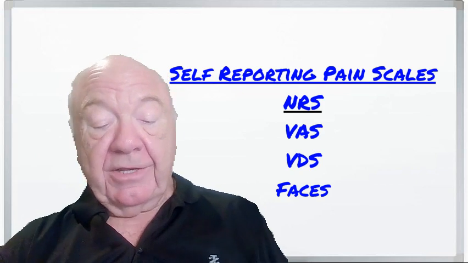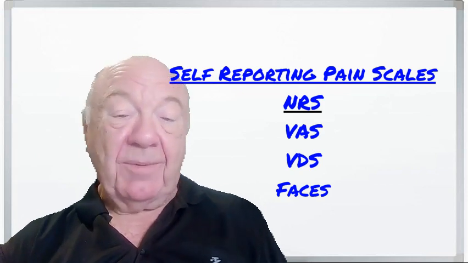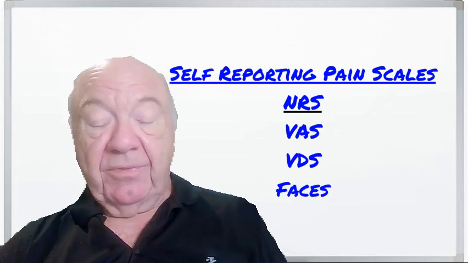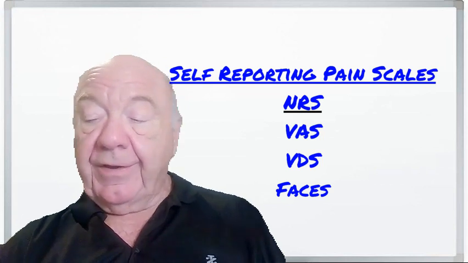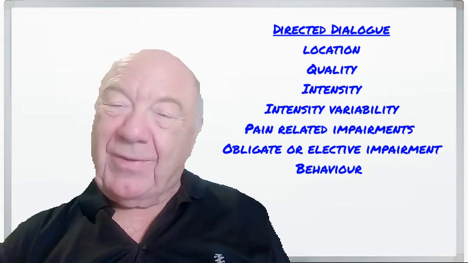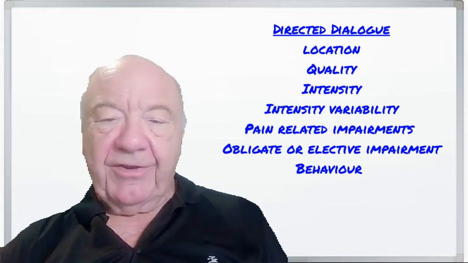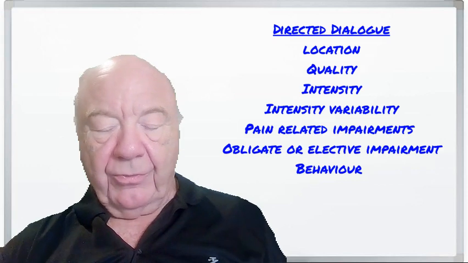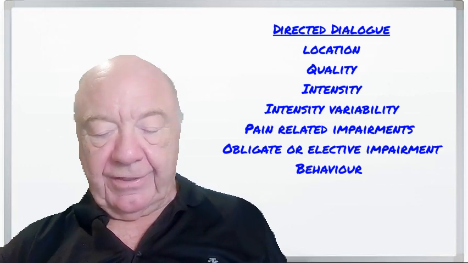So these are the pain scales. They're all pretty much the same. They all do the same thing. They aren't any more objective. Now, if we look at a directed dialogue, or a conversation, if you like, but directed, you want to keep them talking about their pain. Don't let them wander about. Control the conversation. It's directed.